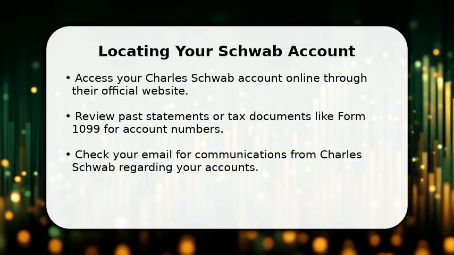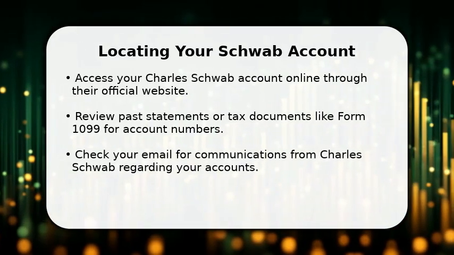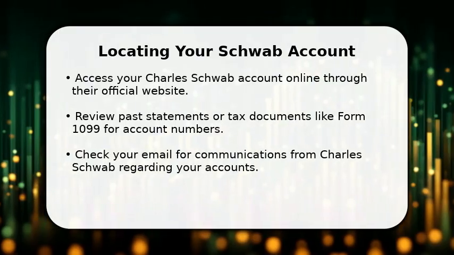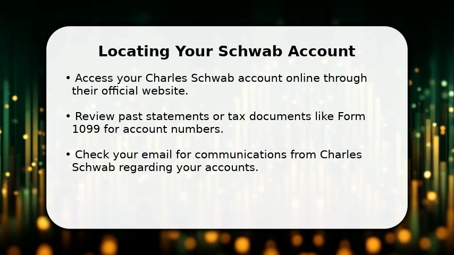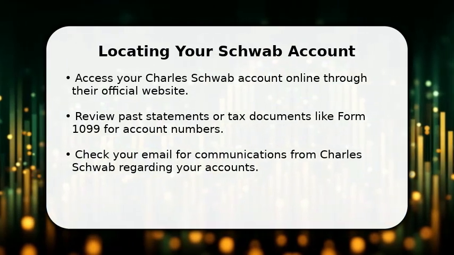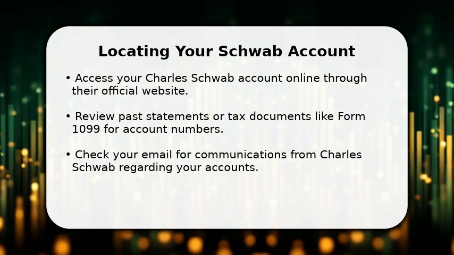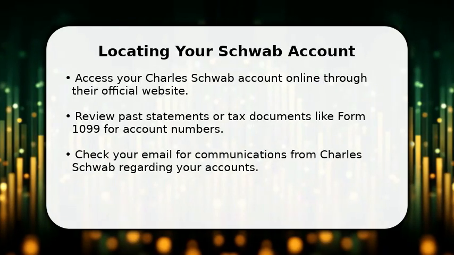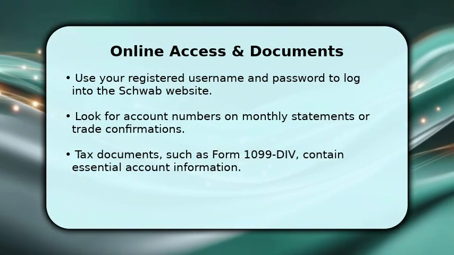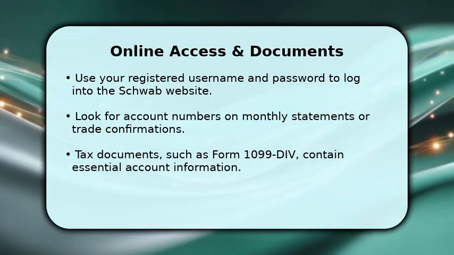Alternatively, gather any physical or digital statements you might have received. These documents, including tax forms like Form 1099, typically display your account number clearly. Also, search your email inbox for any correspondence from Charles Schwab, as these often contain account details or links to your profile. Once logged in, your account dashboard should prominently display your active accounts and their respective numbers.